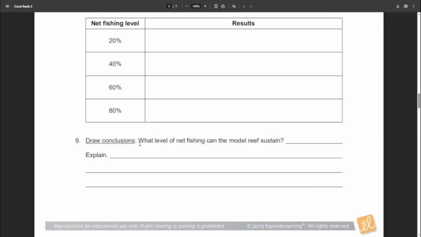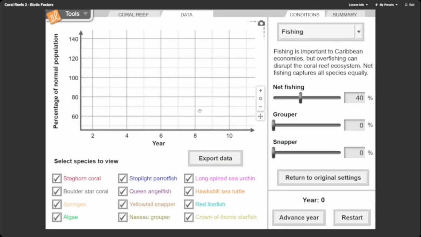Number 9, draw conclusions. What level of fishing can the model reef sustain? Explain. You'll get that answer by seeing how much you can continue to fish at that level. If there's big spikes down and we have a lower and lower percentage of fish, that's not sustainable.